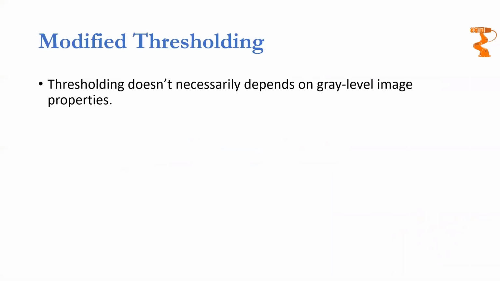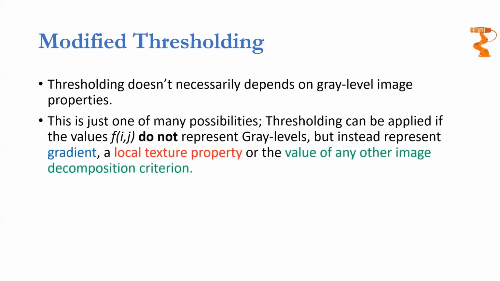As I stated at the start of this session, thresholding doesn't necessarily depend on gray level image properties. You can use any property to threshold an image. You can use, for example, gradients. You can use some other texture properties. You can use anything that is present in the image to threshold the object.